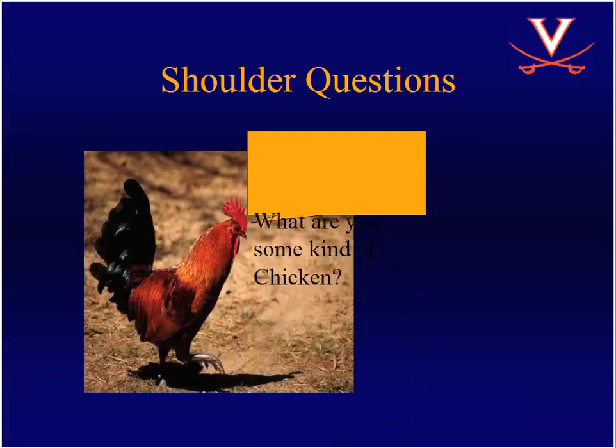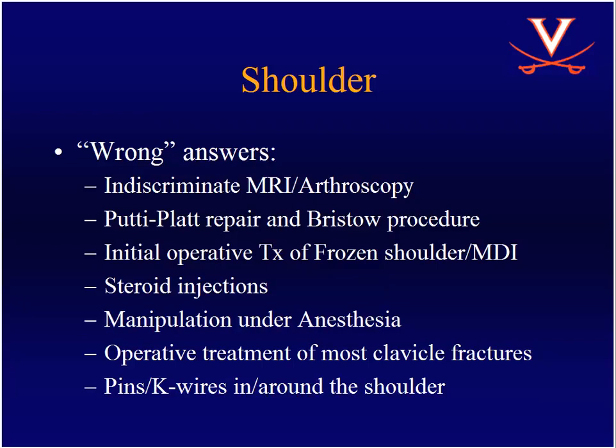Again, we're going to go through the concept of just going through odd questions. Wrong answers: doing too many MRIs and scopes, Putti-Platt, Magnuson-Stack, Bristow. Initial operative treatment of frozen shoulder, that is manipulation under anesthesia. The board doesn't really like steroid injections or manipulation under anesthesia. They don't like you treating clavicle fractures, so even though it's kind of cool to show pictures like that, don't do it. And don't put pins and K-wires in and around the shoulder, particularly the sternoclavicular joint.